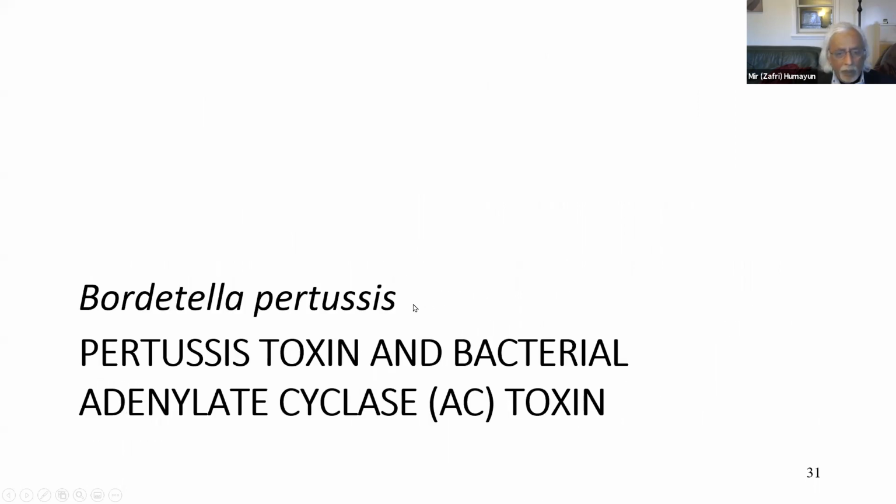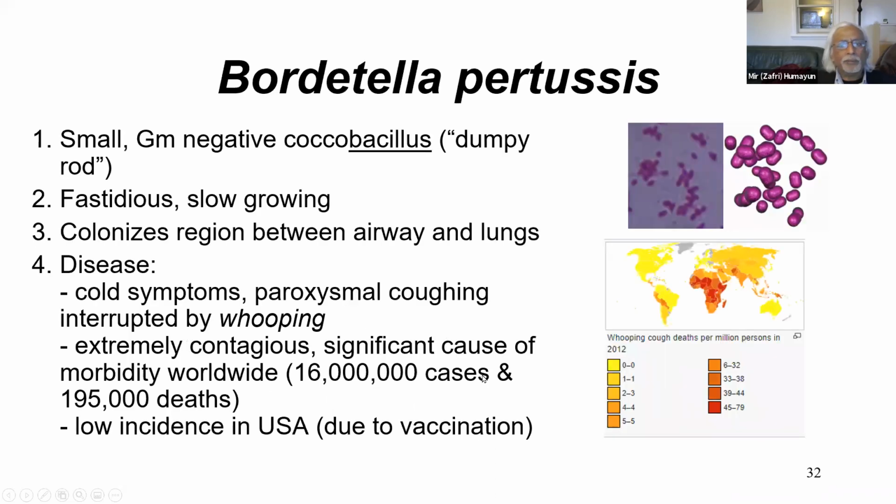Next organism is Bordetella pertussis, and this is the organism that makes the pertussis toxin, as well as a second toxin, which is called a bacterial adenyl cyclase toxin. The organism is described as a gram-negative coccobacillus, which is also described as a dumpy rod.